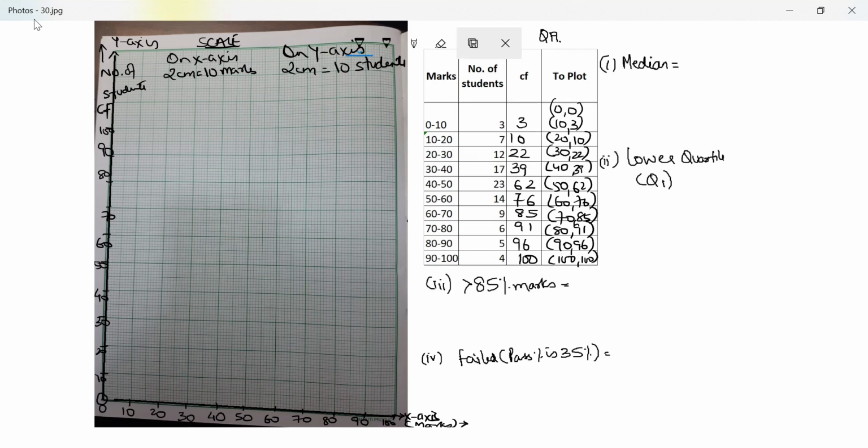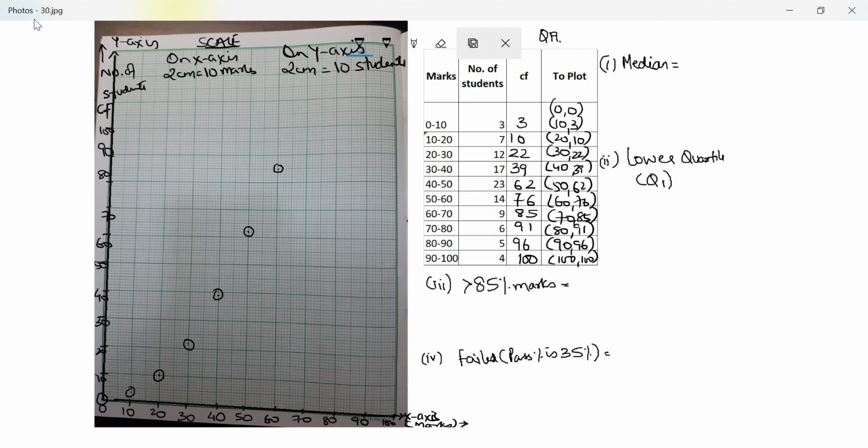Perfect. Now let's plot 0 with 0, 10 with 3, which means 3 small lines after 0. Next is 20 with 10, 30 with 22, or 2 small lines after 20, 40 with 39, which means 9 small lines after 30. Next is 50 with 62, which means 2 small lines above 60. Next is 70 with 85, which means 5 small lines above 80.